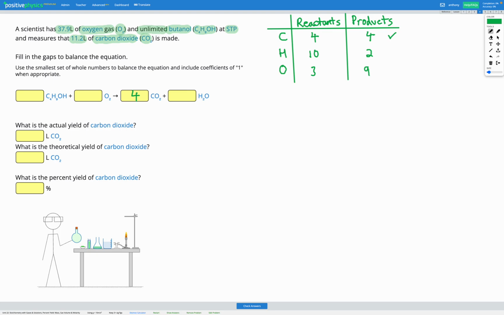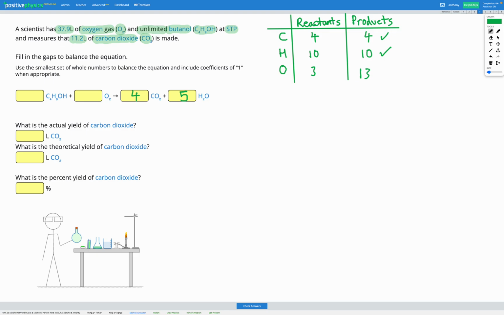Now hydrogen again only appears in one reactant and one product, so I'm going to try and balance that next. I currently have 2 hydrogens in the products, but I need 10. So I'm going to put a 5 in front of the H2O in the products and see if that balances my equation. So I still have 4 CO2s, so that's 4 carbons and 8 oxygens, plus I have 5 sets of H2O, so 5 times 2, which is 10 hydrogens, plus 5 times 1, which is 5 oxygens, which gives a total of 13. So now my carbons and hydrogens appear to be balanced, but my oxygen isn't.